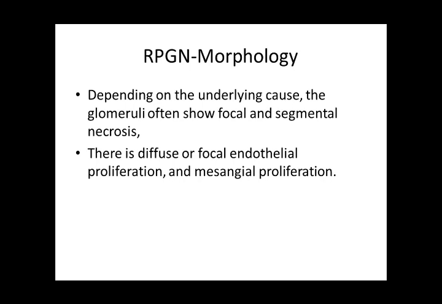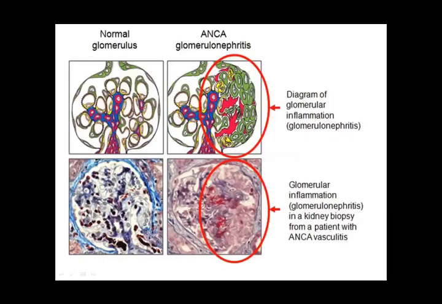Is that clear? It depends on the underlying cause. Glomeruli often show focal segmental necrosis. Just look at this picture. This is normal, and the abnormal picture shows you a lot of hemorrhages there. Among the hemorrhages, there are necrotic areas. There is necrosis there, right? These black areas, there is necrosis and there are hemorrhages.